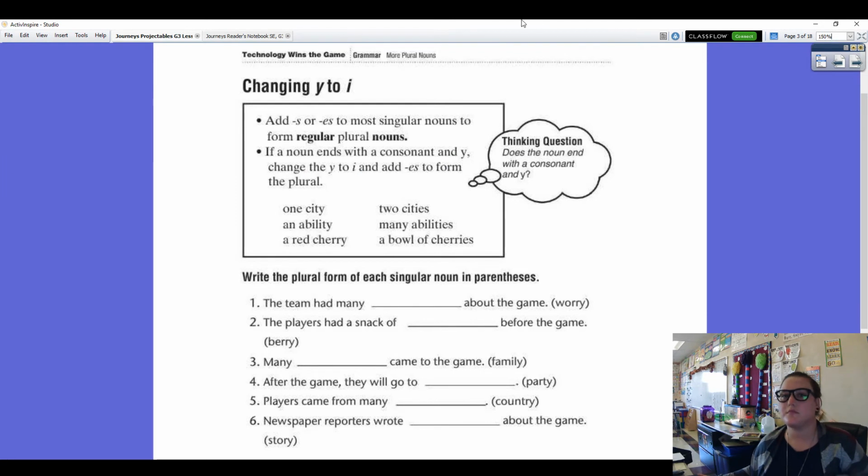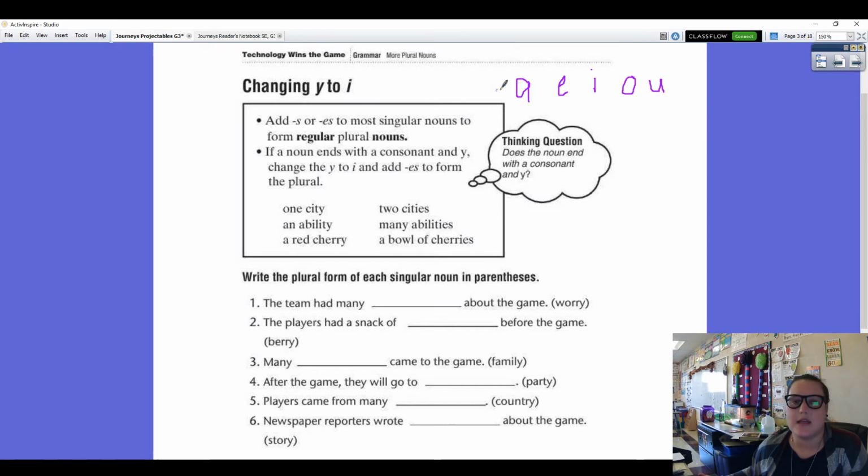the plural. Now, you might be having some trouble remembering what is a consonant. So the easiest way to know what a consonant is, is to know what your vowels are. Your vowels are A, E, I, O, and U. Those are your 5 vowels. Any other letter in the alphabet is a consonant.